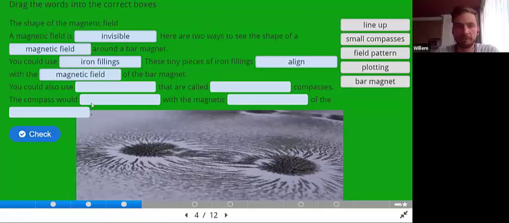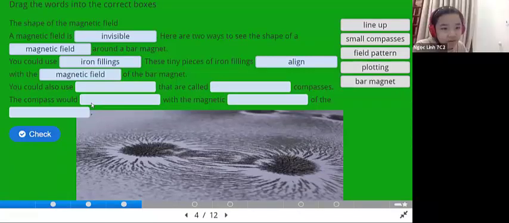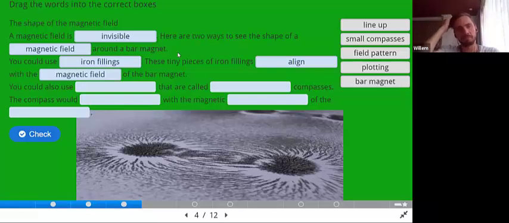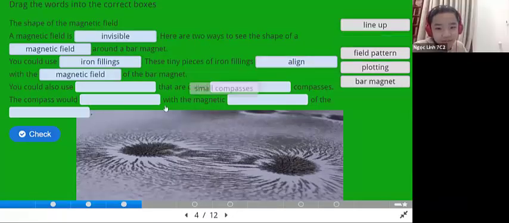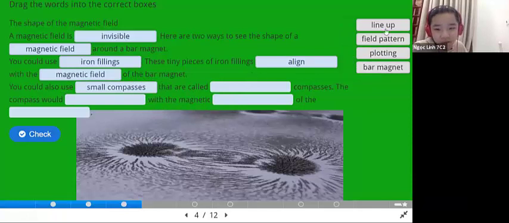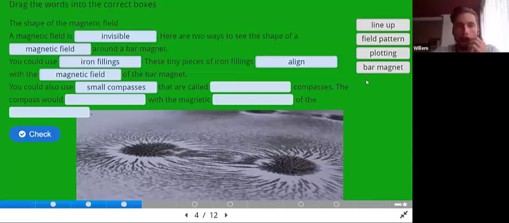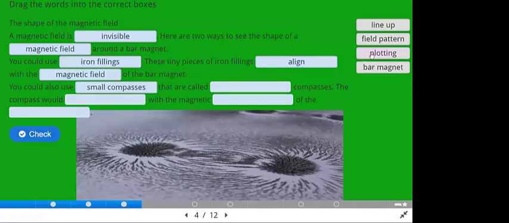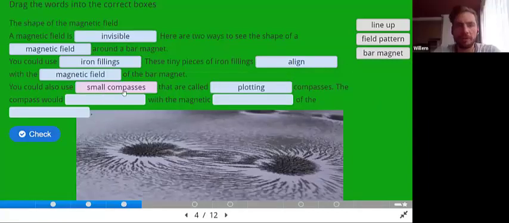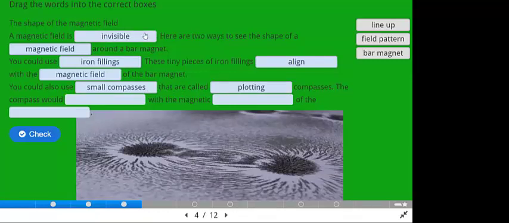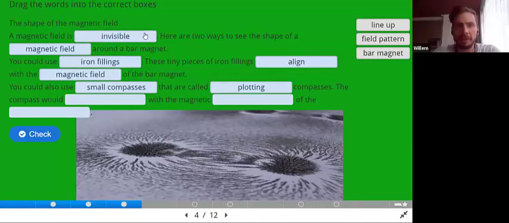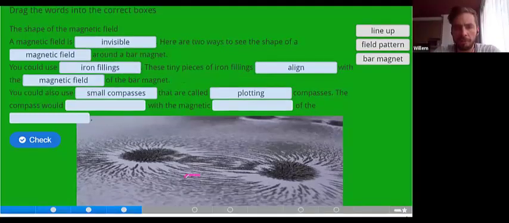Nok Lin, can you read the next sentence to me, please? You could also use small compasses that are called the bar magnet compasses. Almost. Plotting. Right. So you use small compasses that are called plotting compasses. Now, a plotting compass is a small compass.